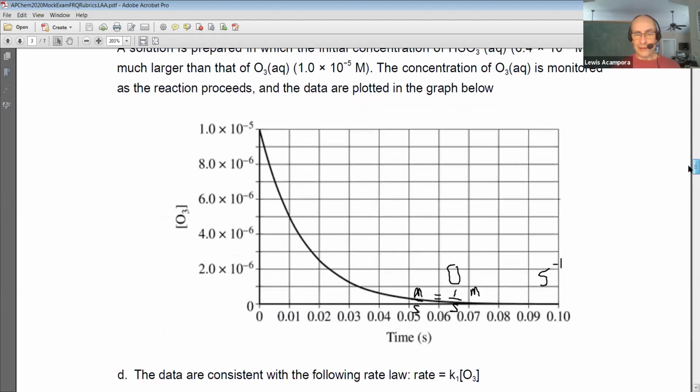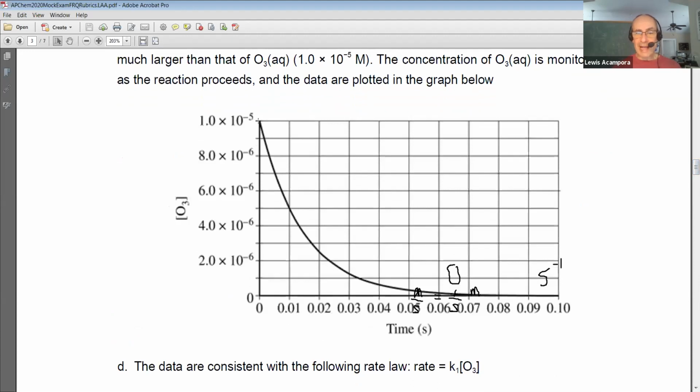You could also look at this and say, well, what is the rate of the reaction? And you can't ask that question because the rate of the reaction changes. That's the whole point. But once you have that value of k, the rate of the reaction would be that value of k times the concentration of ozone. And you can interpret that from the slope of the line that would be tangent to this graph at any one point.